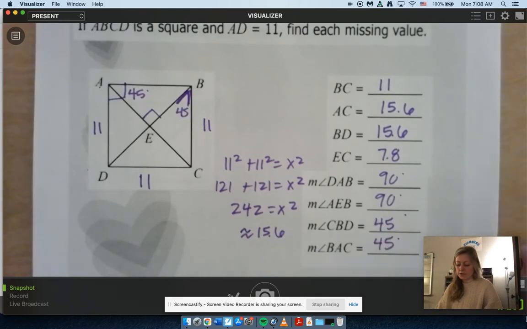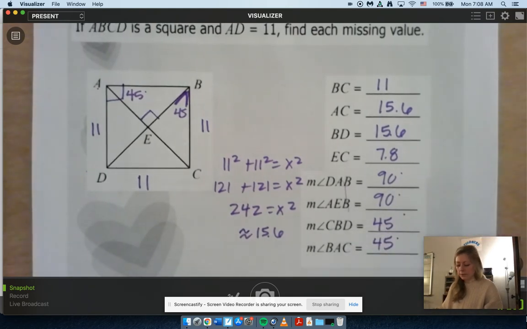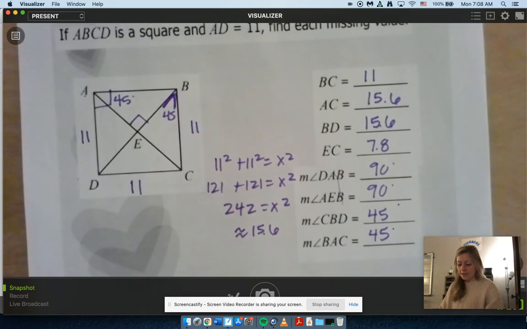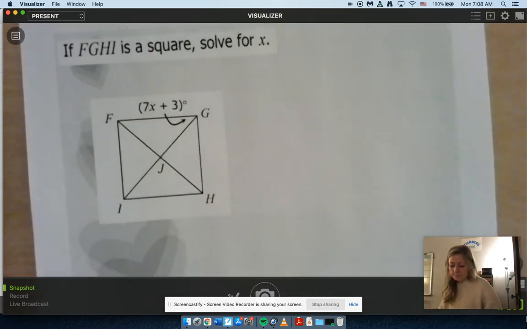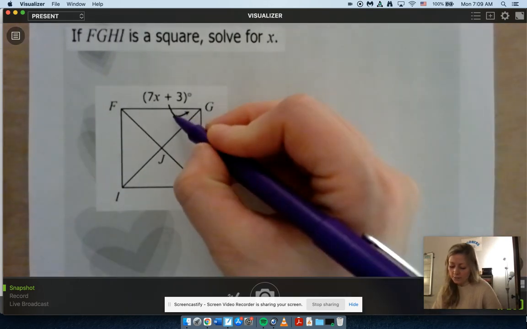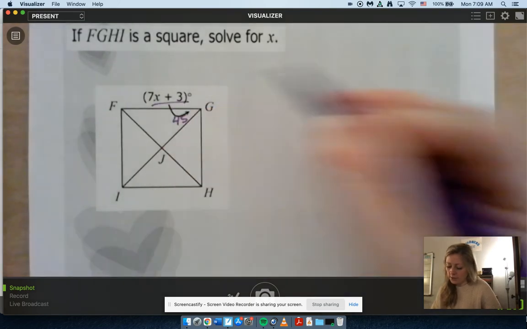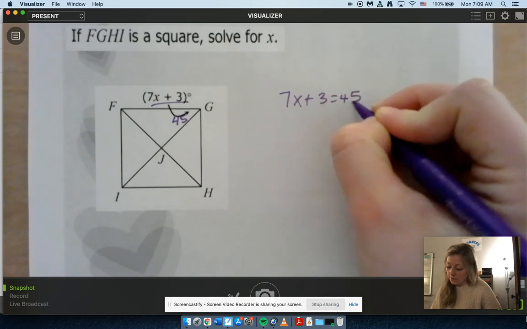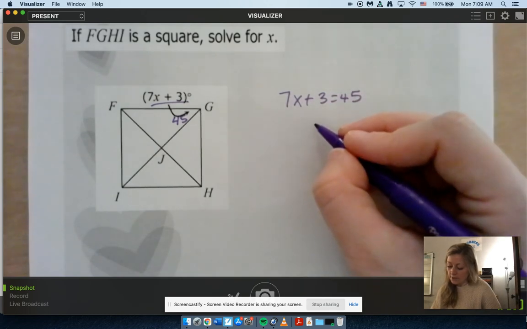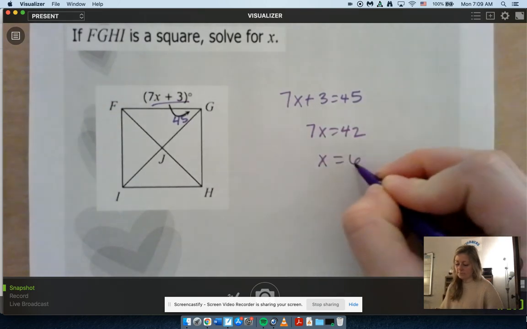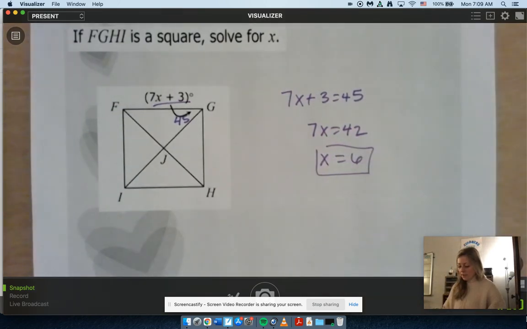Honestly, the hardest part of that was just tracing out those angles, but we already knew it was going to be either 90 or 45, right? Okay, one more, folks. It says solve for x given the square. Well, we know that this angle has to equal 45, right? So that expression, set it equal to 45. Subtract over your 3. We get 42. Divide out, we get 6. That's all she wrote, I think.